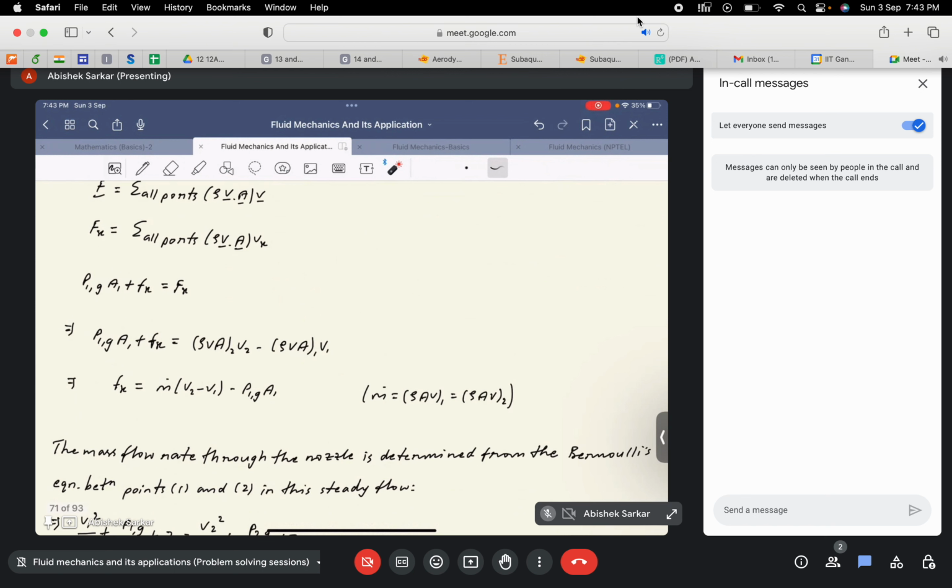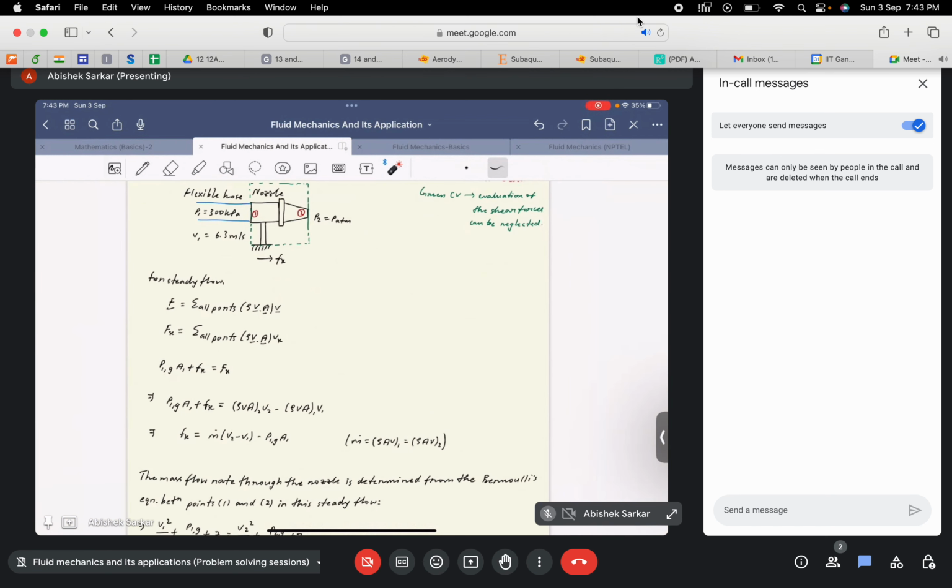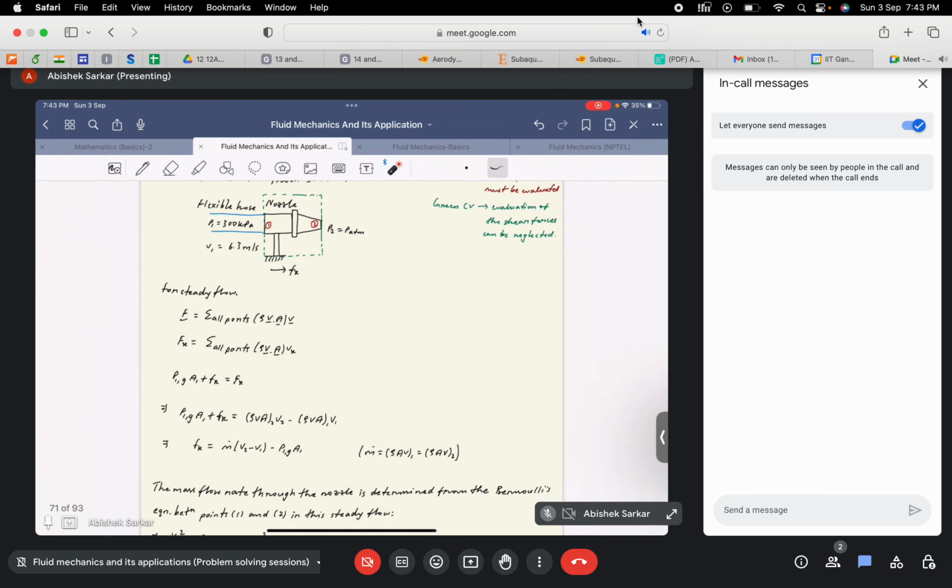P1GA1 plus Fx, the reaction force, would be equal to the summation of the net momentum efflux through all the ports. So at the exit, let me zoom out a bit so that it is visible. At the exit, the net momentum efflux would be rho VA times the net mass flow rate. Since the flow is steady and incompressible, from mass conservation we have rho AV1 equal to rho AV2.